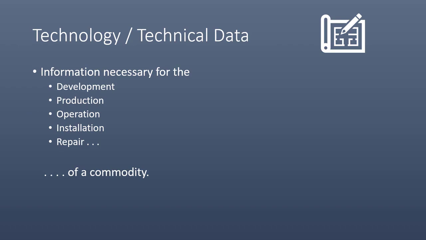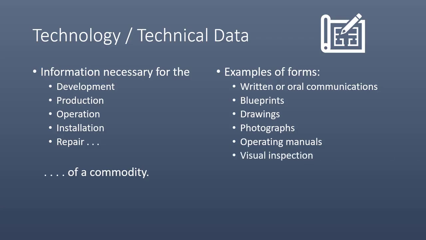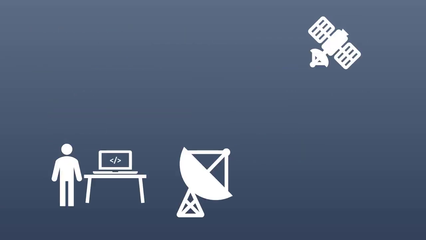Now, there are many different forms that this information can take. For example, it could be communicated in writing or even orally. It could be in blueprints, it could be in drawings, photographs, operating manuals. The information could even possibly be passed just through visual inspection of the commodity under the right circumstances. Okay, so we've covered one category of information that is controlled by the ITAR and the EAR, specifically technology, which is information that is necessary to operate my satellite, build my satellite, or do similar things.